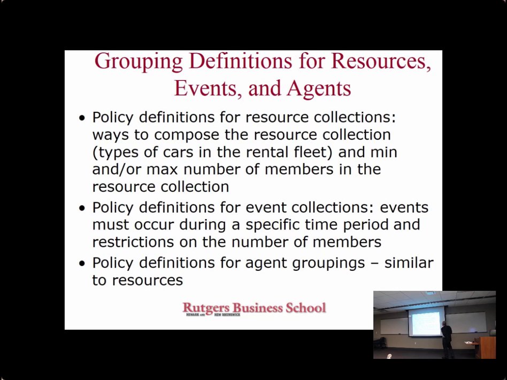When we're dealing with events, it is very common to use timing. For example, sales are categorized by the quarter, right? Whether they happen in the first quarter, in the second quarter, in the third quarter, and all that stuff. Or we can put a restriction on the number of members in the event collection.